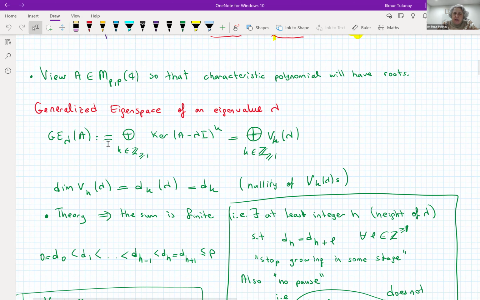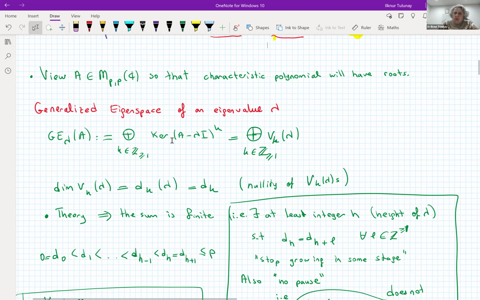By definition, this notation is equal to the sum of all the kernel spaces of (A minus lambda I) to the K. So you're taking the powers of these matrices, and then you're looking at the kernel of each one by one. As a shortcut, sometimes we write those vector spaces as V_K of lambda. This is just a change of notation.